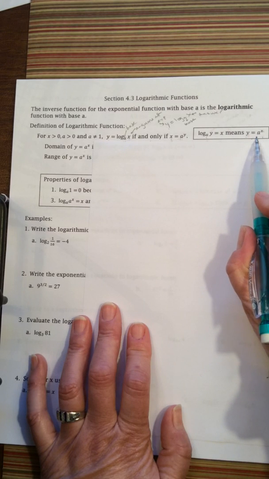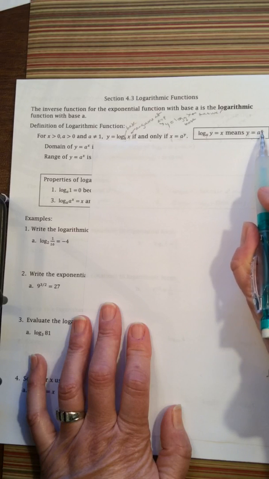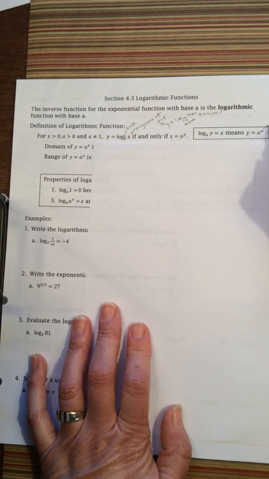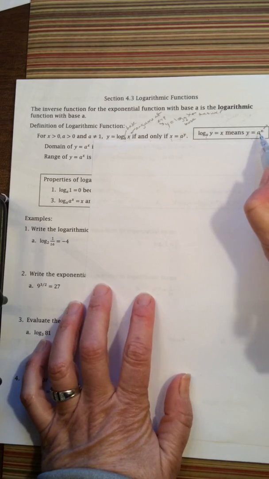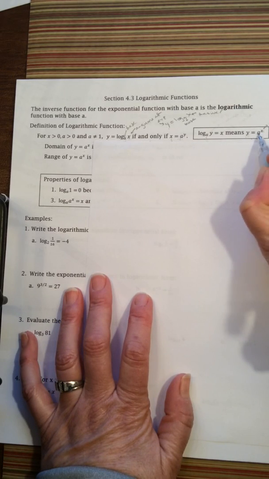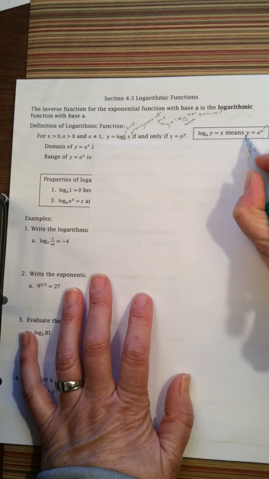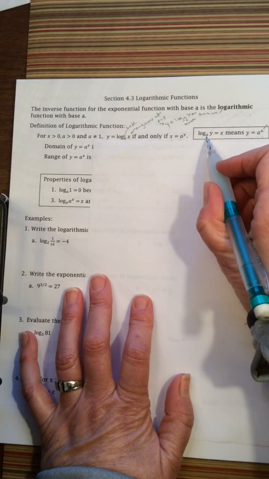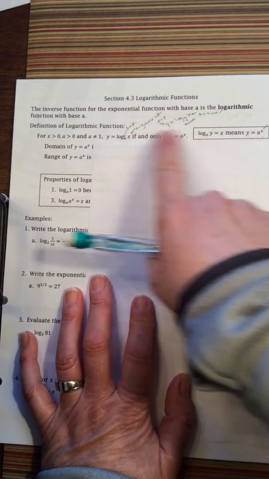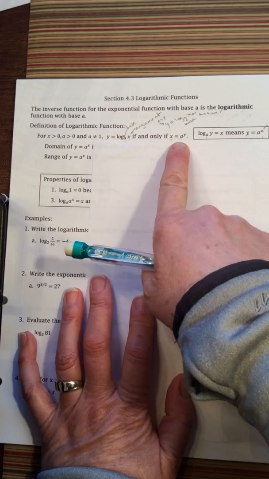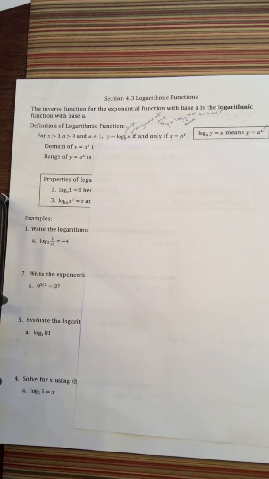Or if we start with the exponential function like we did last time, y equals a to the x, that means that x, which is your answer, is going to be equal to the log with this base of y. So the log base a of y will equal x. So you can either start with the exponential to write the log or start with the log to write the exponential. You just want to practice that a little bit.